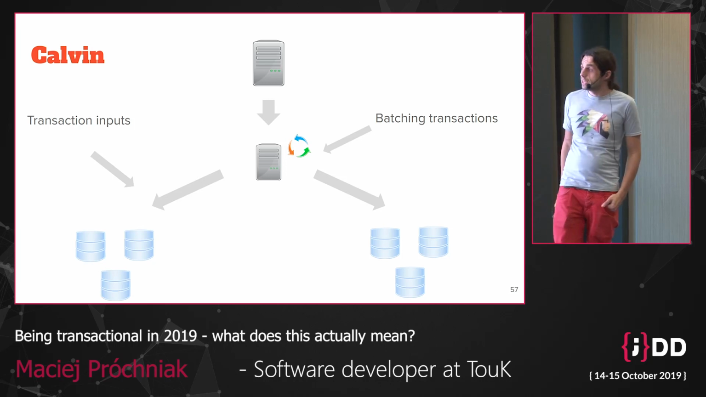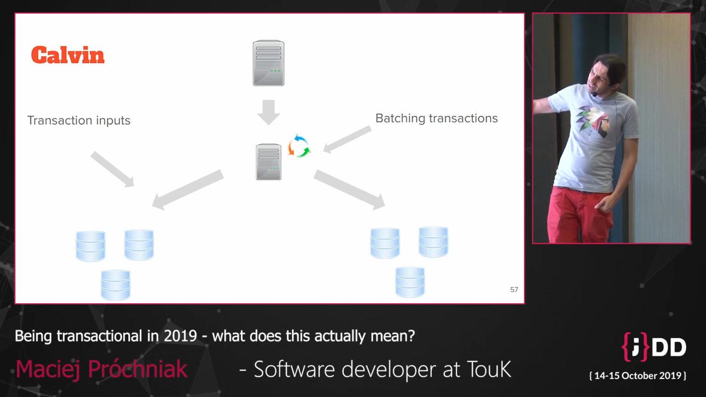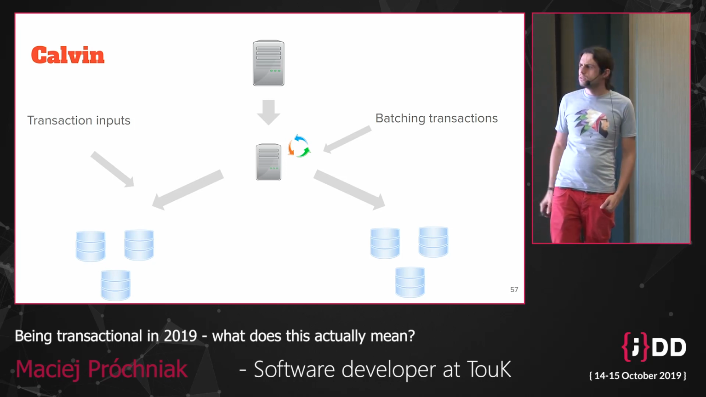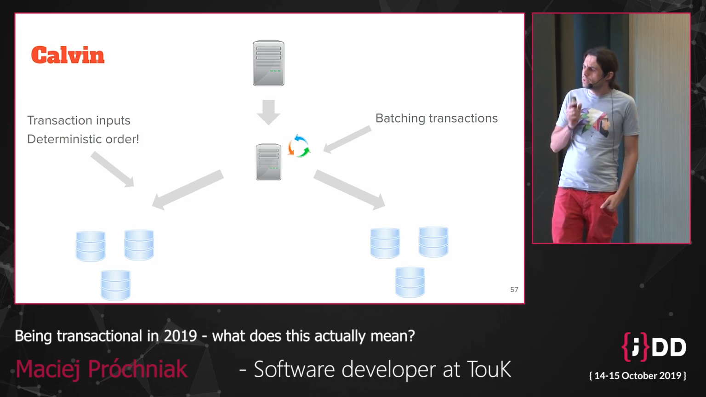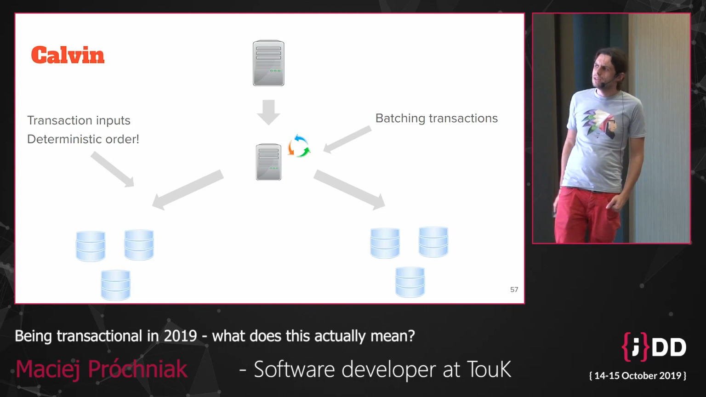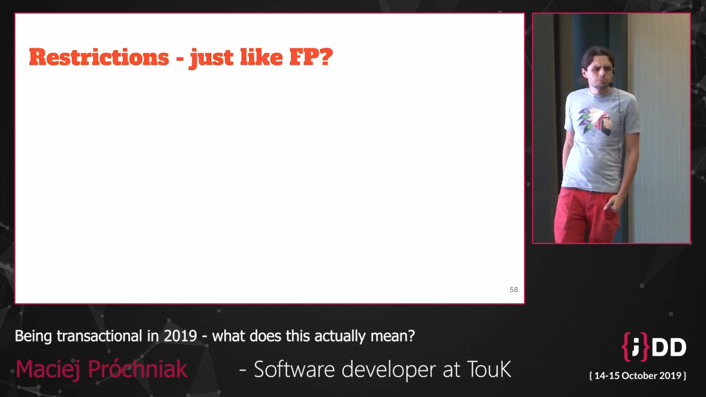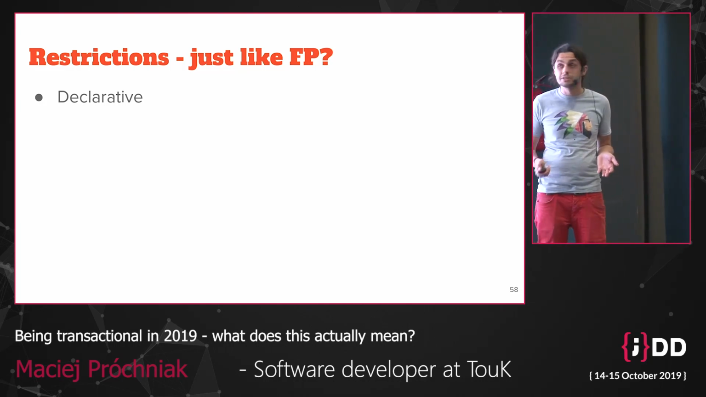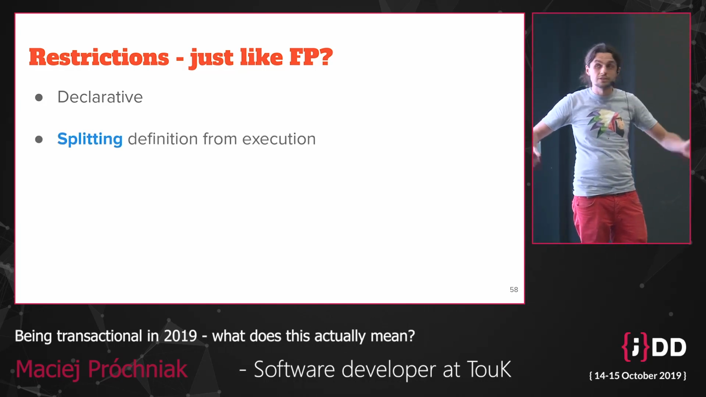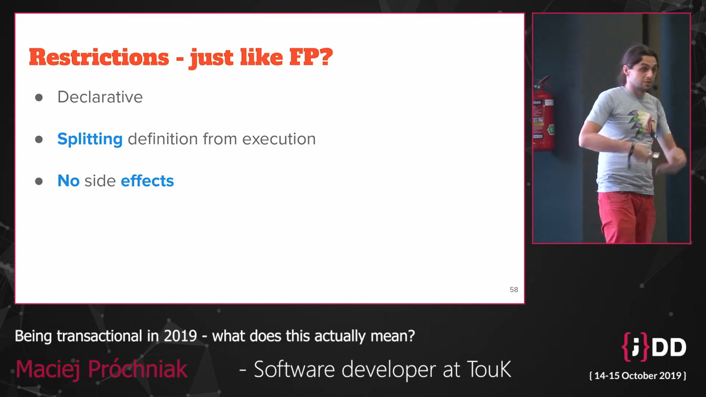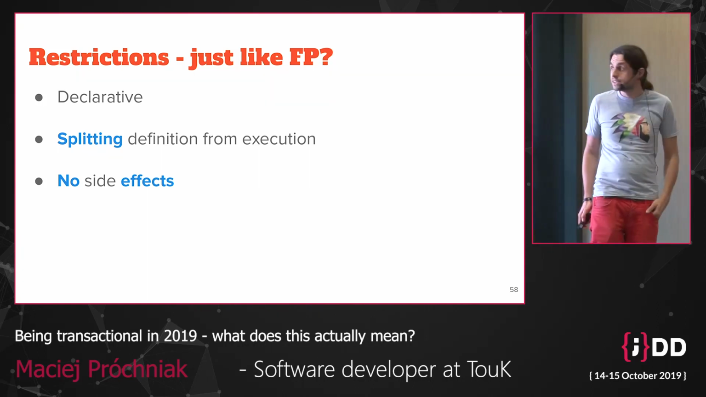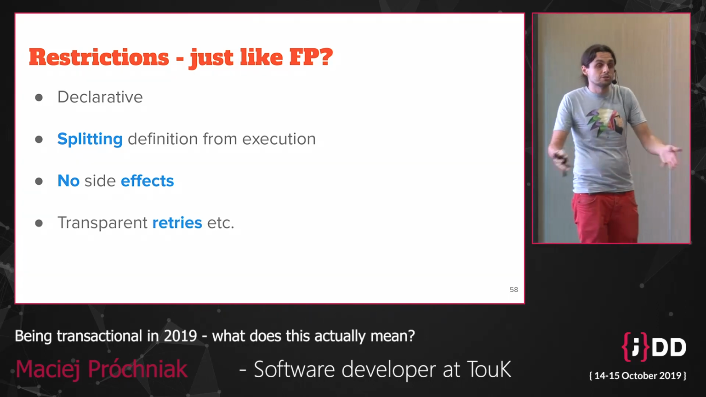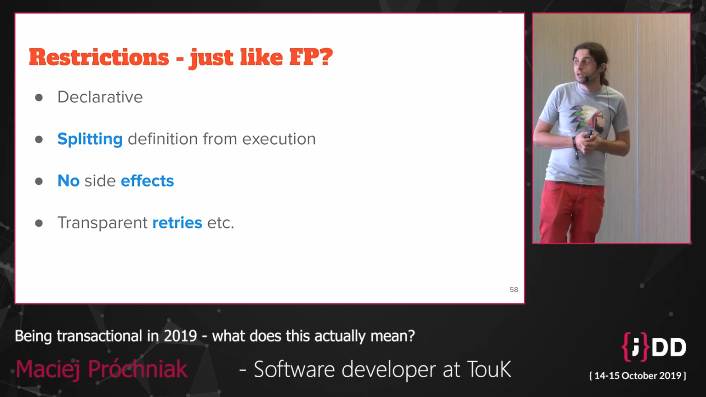So it's pretty interesting, and it works without Paxos or two-phase commit. And what is interesting for me is that it resembles functional programming quite a lot. Because here, the definitions of transactions are more or less declarative. We split definition from execution. We cannot have any side effects inside a transaction. Yeah, and we get transparent retries and whatnot.